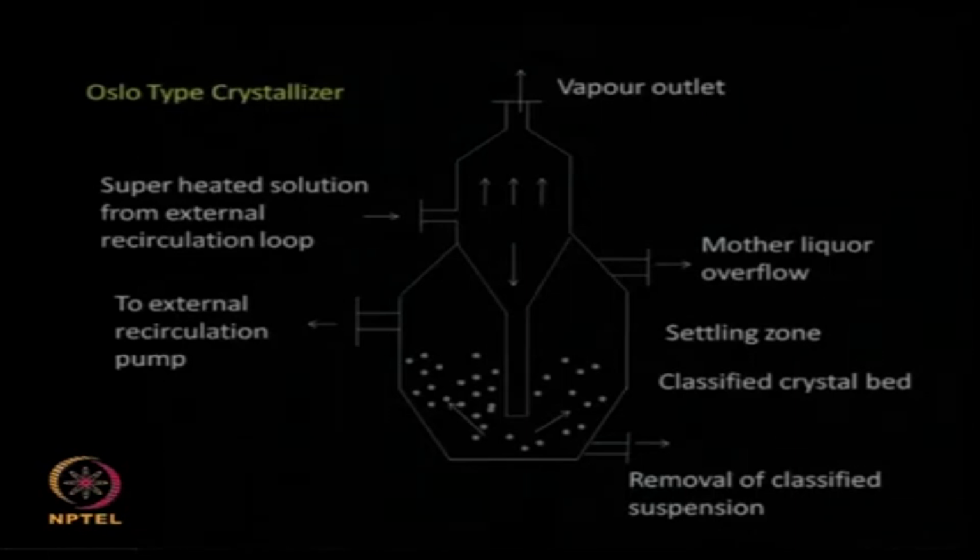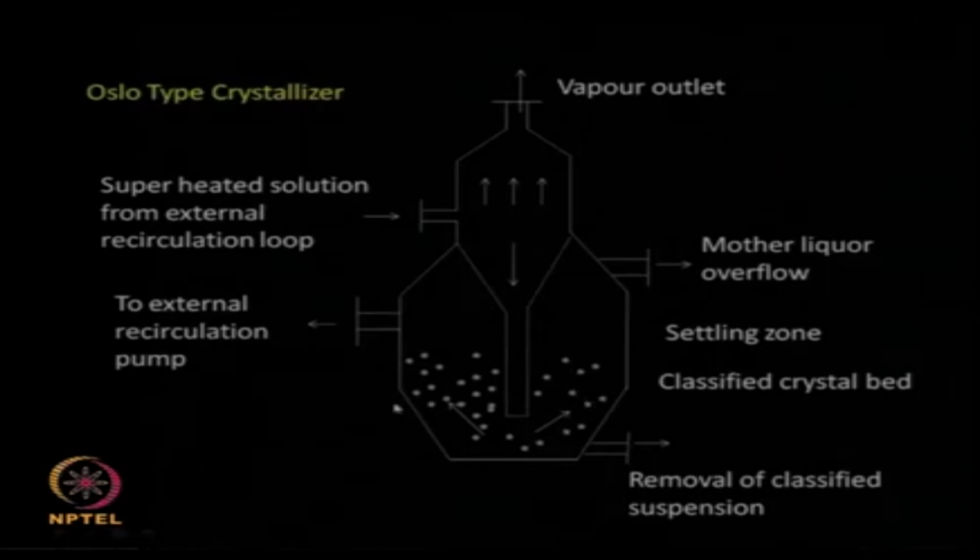This is called an Oslo type crystallizer. So what is happening here? Here we are introducing a superheated solution, and the vapor goes up because maybe you are applying a vacuum. When you do that, the solution gets supersaturated, so it starts coming down. There is a crystal bed here and the solution flows through. When the solution flows through the crystal bed, the crystals become bigger and bigger.